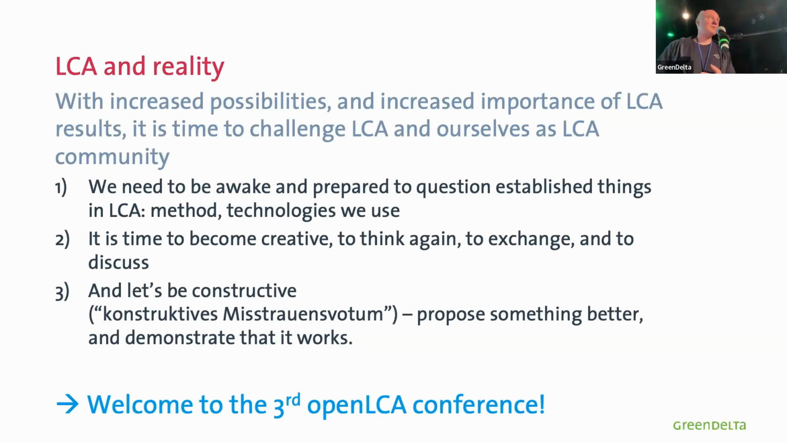And of course, we need to be constructive, so not say this is all rubbish. I'm not sure how to translate "konstruktives Misstrauensvotum", but this is in German policy: if the chancellor in the parliament doesn't get support from the parties, then you can't just say the chancellor is out of power, but you need to have a majority for voting the next chancellor. And I think that makes sense, so that we don't say this is all nonsense, but that we say, yes, and we have a better solution, ideally.